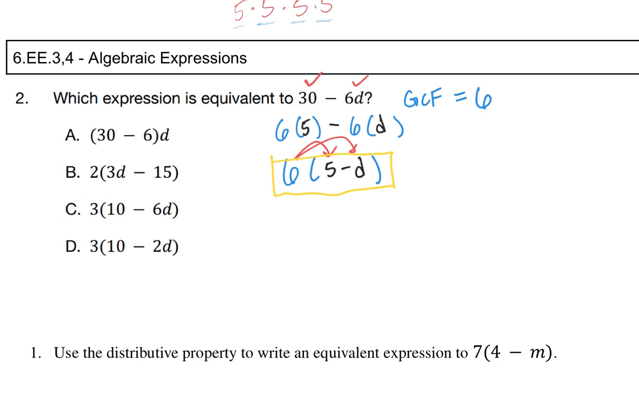It's not on there. So they must have factored out another number, right? If they factored out a 2, both of these do divide by 2. Let's just test what happens.